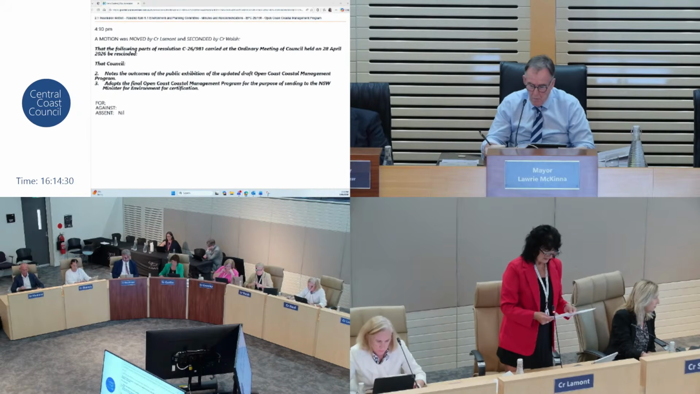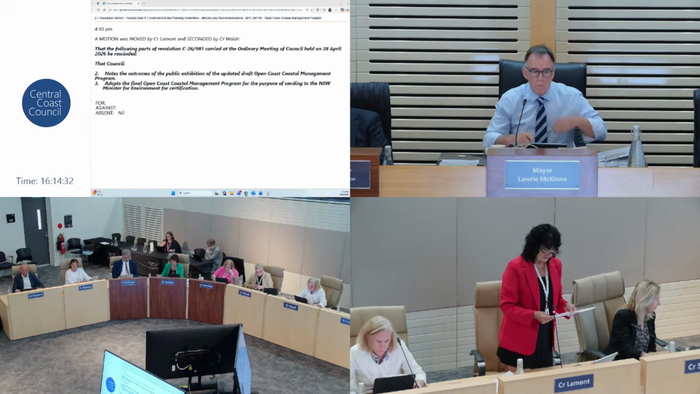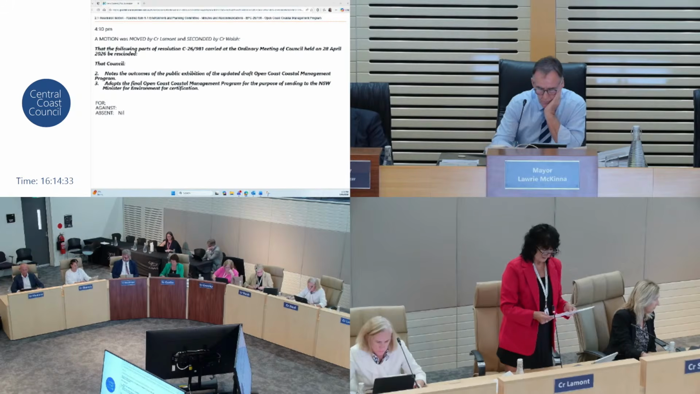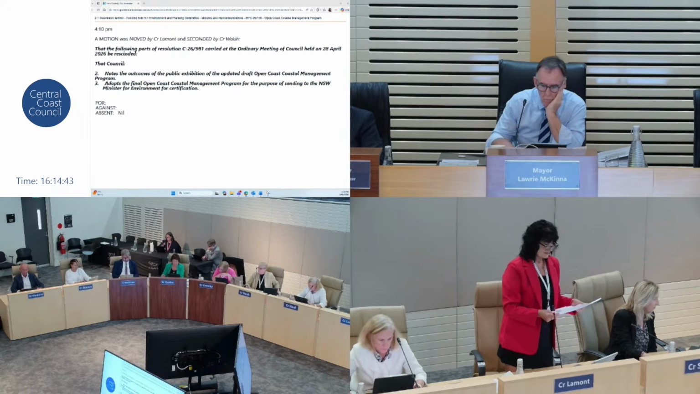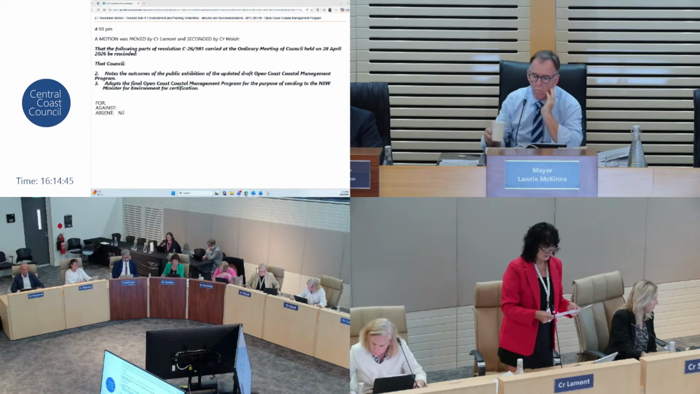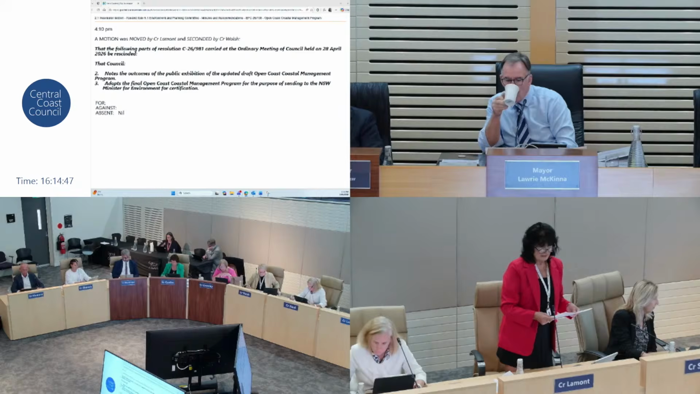The CMP is inconsistent. It talks about retreat while enabling more development. It relies on sand nourishment while progressing armouring first. It acknowledges long-term risk while encouraging short-term reckless decisions. This is not good governance, this is not transparency, and this is not in the best interest of the Central Coast community.